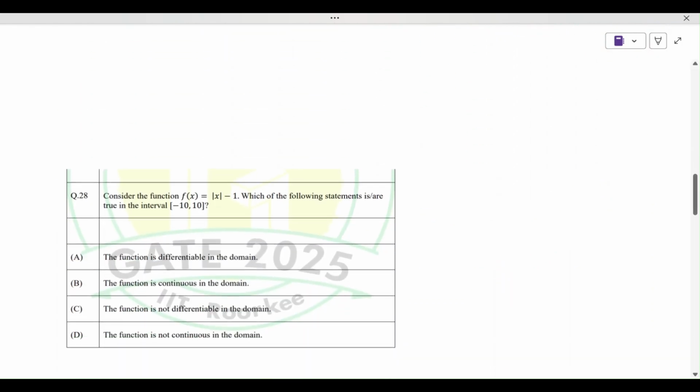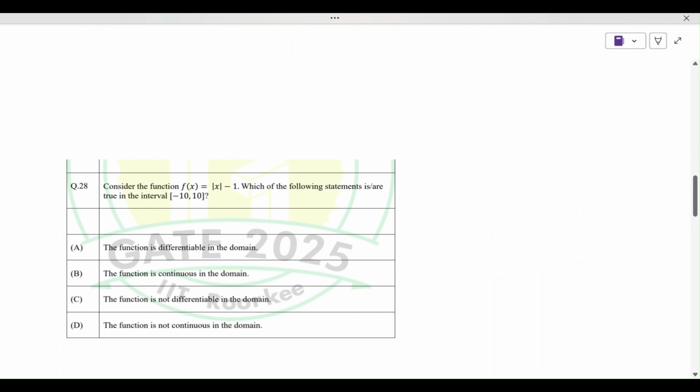The question 28. Now consider the function f of x is equal to mod x minus 1. Which of the following statements is/are true in the interval? I already told you, whenever there is the term 'is/are', it means there will be more than one correct answer. So what are the options? Function is differentiable in the domain, function is continuous in the domain, function is not differentiable in the domain, function is not continuous in the domain.